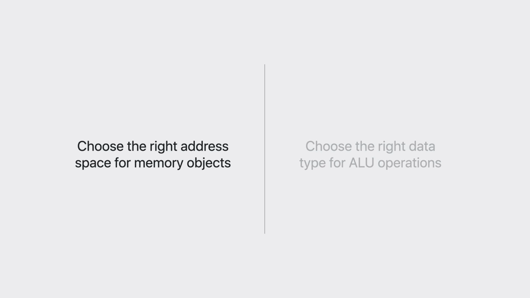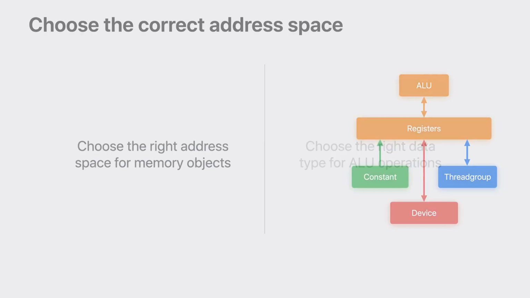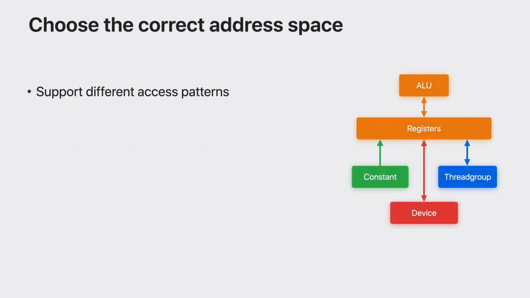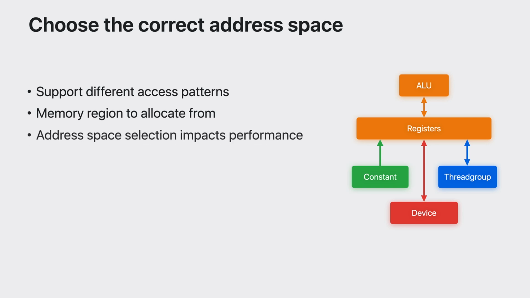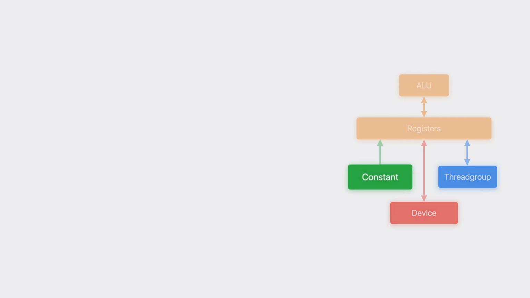Choosing the right address space for a memory object is very important for better memory utilization and to improve the thread occupancy. In Metal Shading Language, address spaces are designed to support different access patterns and to specify the region of memory from where memory objects are allocated. Picking the right address space will directly impact the performance of shaders. We are going to focus our attention on constant, device, and thread group address spaces.